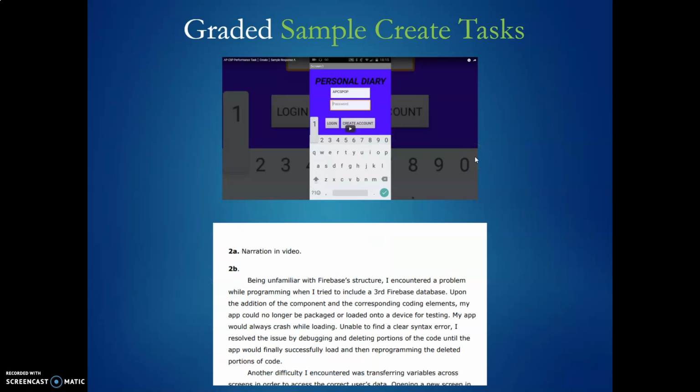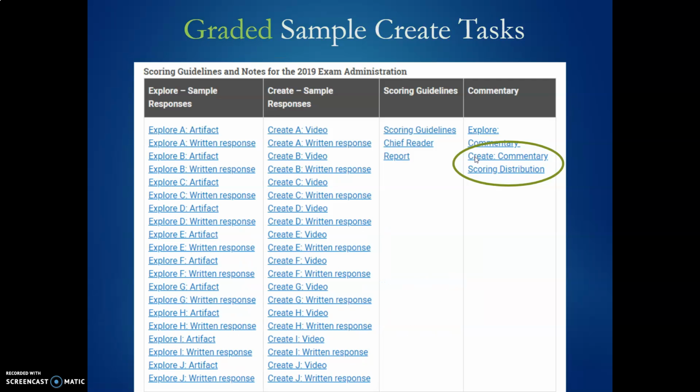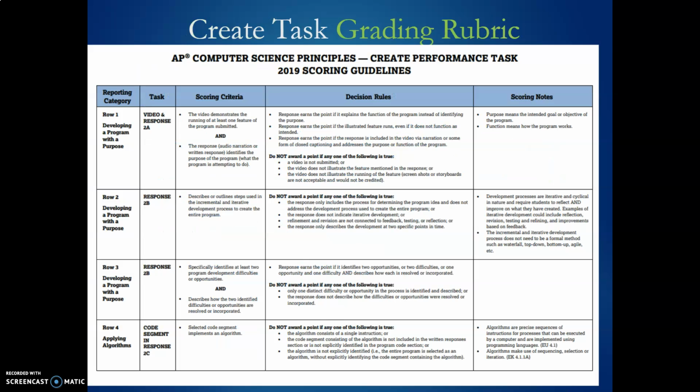You want to go to the next part right here, the commentary and scoring distribution. Now, when you open that up, the first thing you're going to come across are the scoring guidelines. And these are the rules that they give the graders on whether or not to give you the 8 points. There's 8 rows, 1 point each, and you either get the point or you don't. So you can see the scoring criteria here.